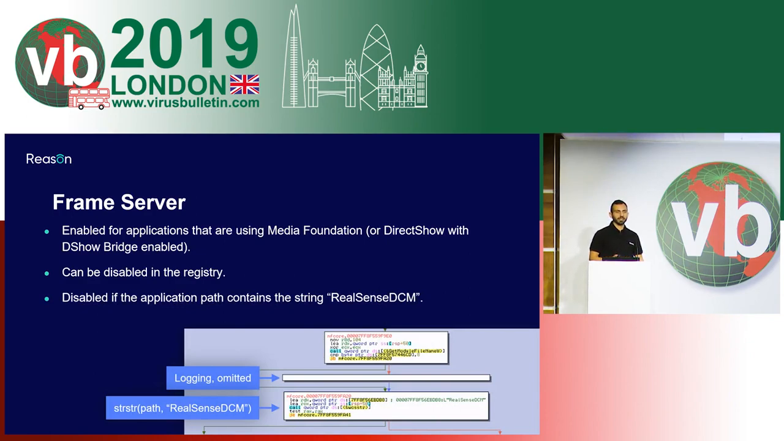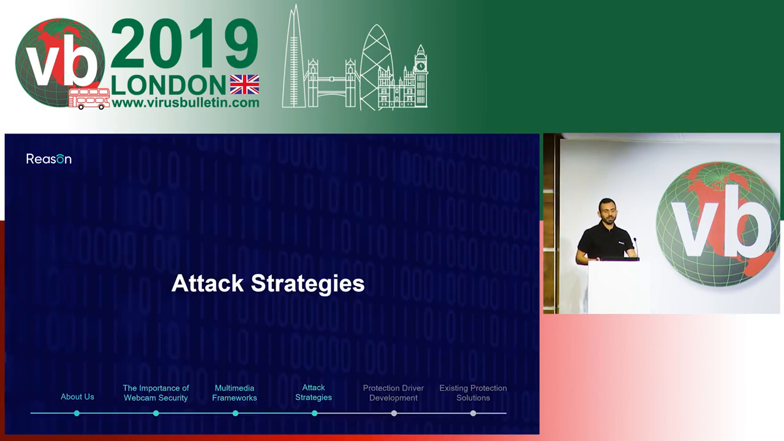And fun fact, it is disabled for applications whose path contains the string RealSense DCM. Also probably for compatibility with some software of Intel. And also it is handy for testing, right? If you don't want your program to use the frame server, just make sure that the string is in your path and you are good to go. Great. So basically, this is the architecture, and we can proceed and develop a kernel mode driver.